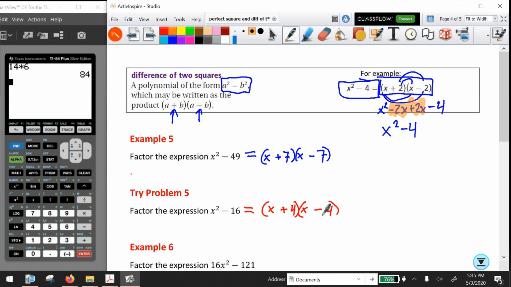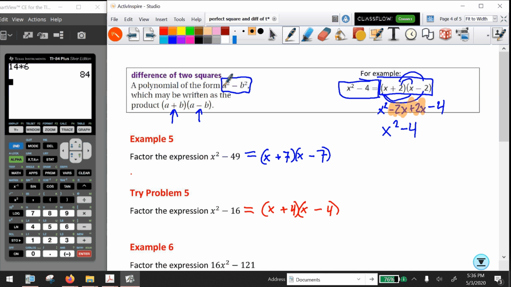To check your work, if you like, you can go ahead and FOIL that. Use the distributive property to multiply these two binomials, and you get x squared minus 4x plus 4x minus 16. Notice that these middle 4x and negative 4x do cancel one another out, and you're left with x squared minus 16, which is what we started with, so it is correct. Alrighty, so you don't always have to check your work. That's just something I did there just to prove to you that it was the correct answer.